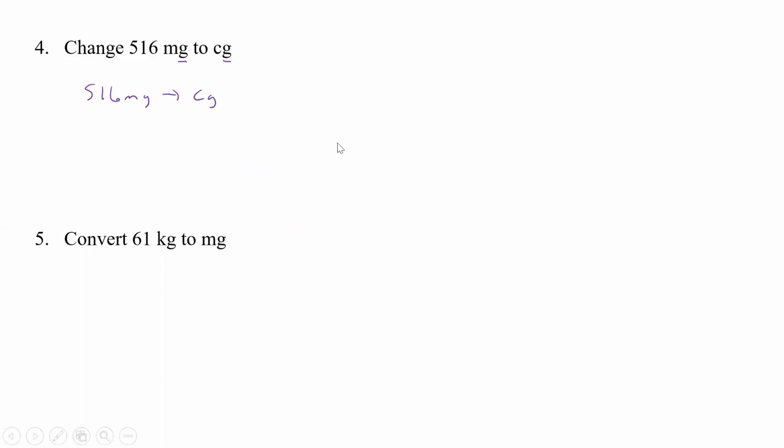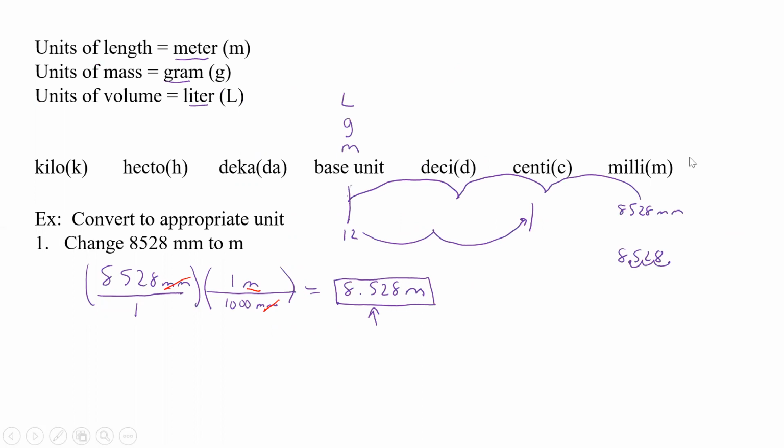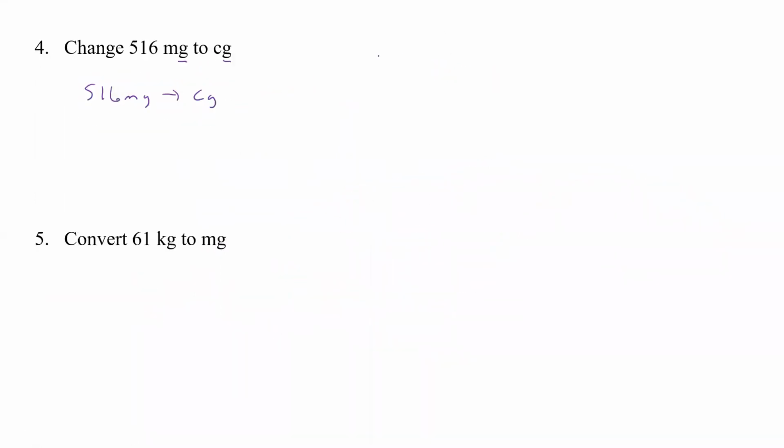Well, okay, let's go back to our thing in case we forgot. Now we're on this side. We don't have the left side this time. We have milli, centi, deci, base. So let's write that out. We have the base, then deci, then centi, and then milli. Okay, and we're going from milli to centi, so we're going 1 space to the left. If we go 1 space to the left, we have 516, move 1 space to the left, and we're right there. That gives us 51.6 centigrams, okay?